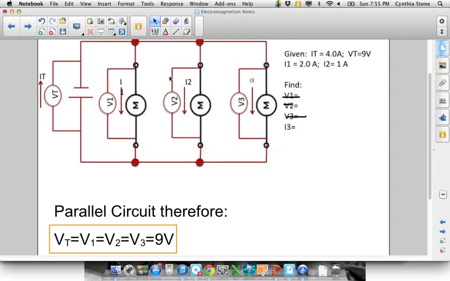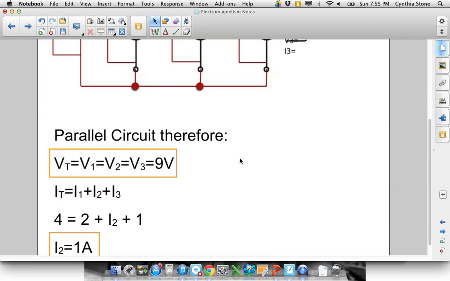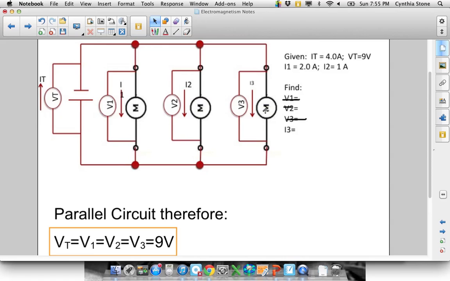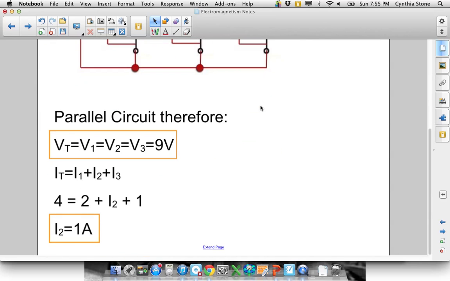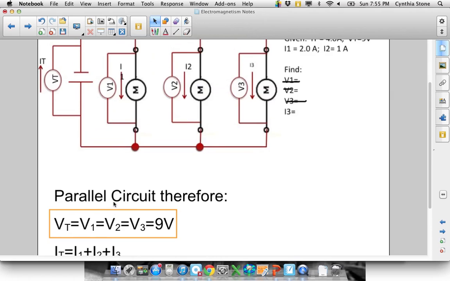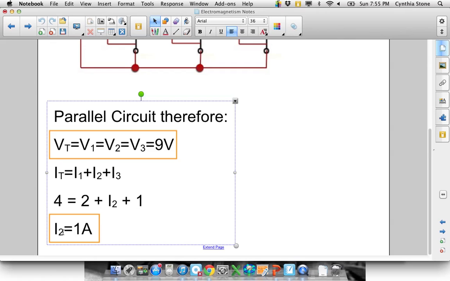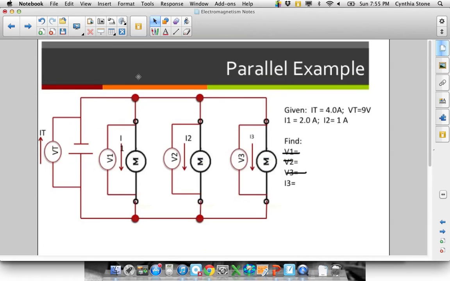And in order to find I3, use the other thing we know about parallel circuits, which is that the total current is equal to the sum of the current down each branch. So we know the total current. We know these two currents. We're just looking for I3. Oh, I said I2, but that was actually a mistake. Either way, the current we don't know, which should actually be I3, is 1 amp. Okay.